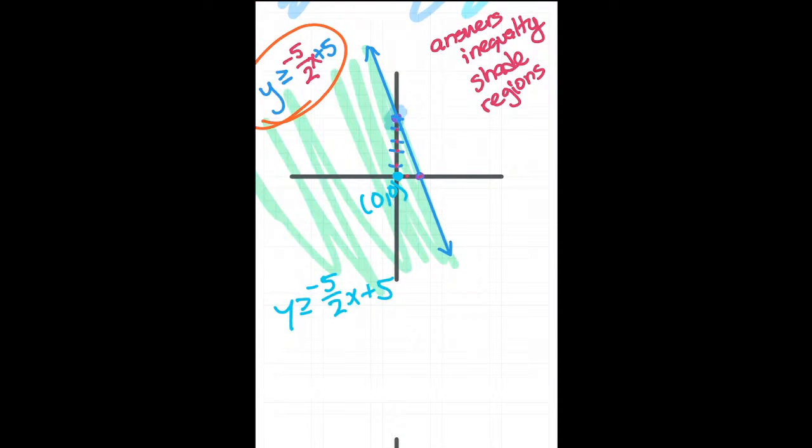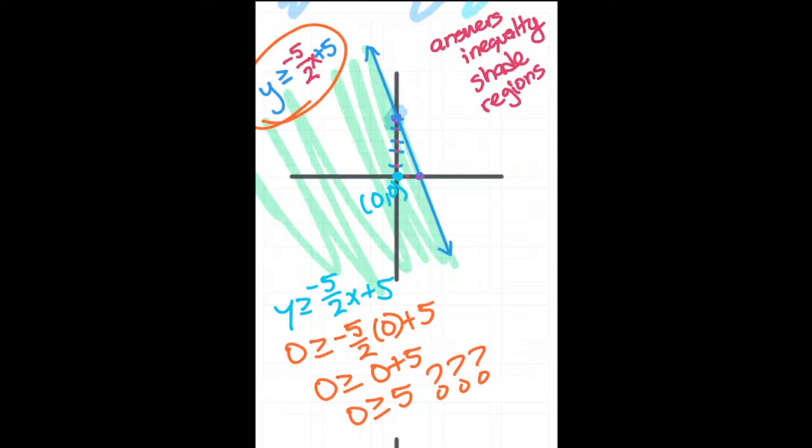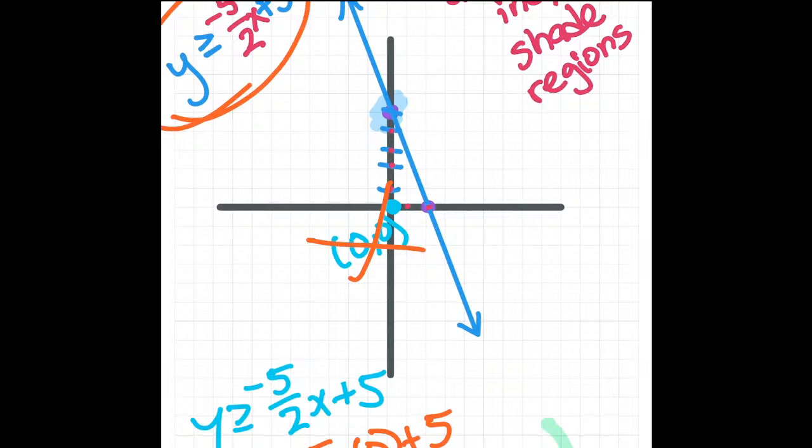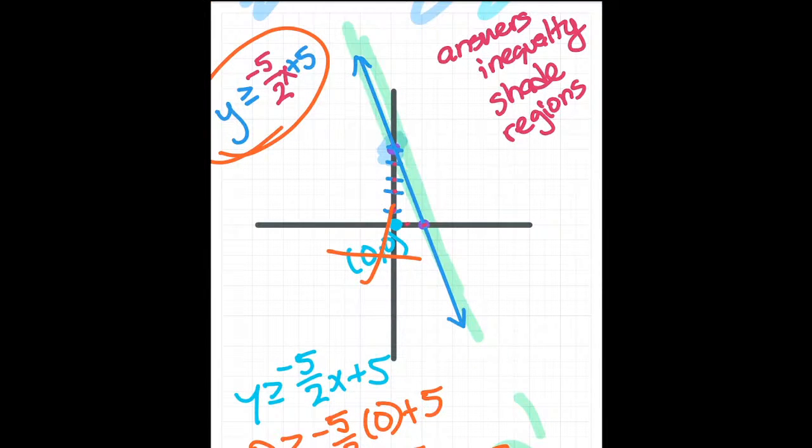Now, let's take 0, 0 and put it in there. 0 is greater than or equal to negative 5 halves times 0 plus 5. Anything times 0 is 0, so I'm going to go 0 plus 5. 0 is greater than or equal to 5. Is that true? Oh no! Okay? This is not true. So 0, 0 cannot be in the answer, which means I don't need to be shading this way. I need to be shading this way.